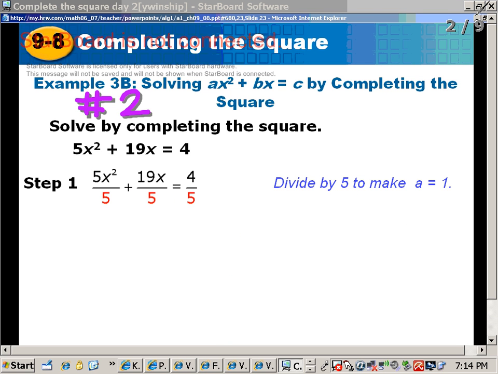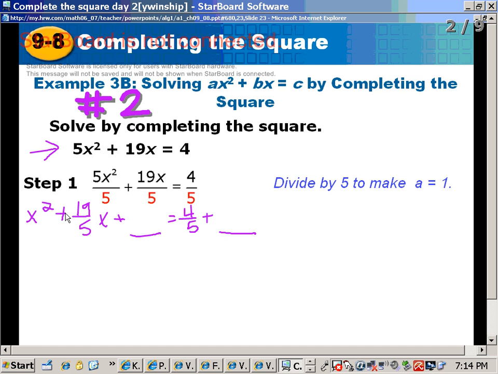Now we're going to look at number 2. This one is a much more difficult problem. Looking at the problem, the first thing I'm going to have to do is divide everybody by 5. That gives me x squared plus 19 fifths x plus blank is equal to 4 fifths plus blank.